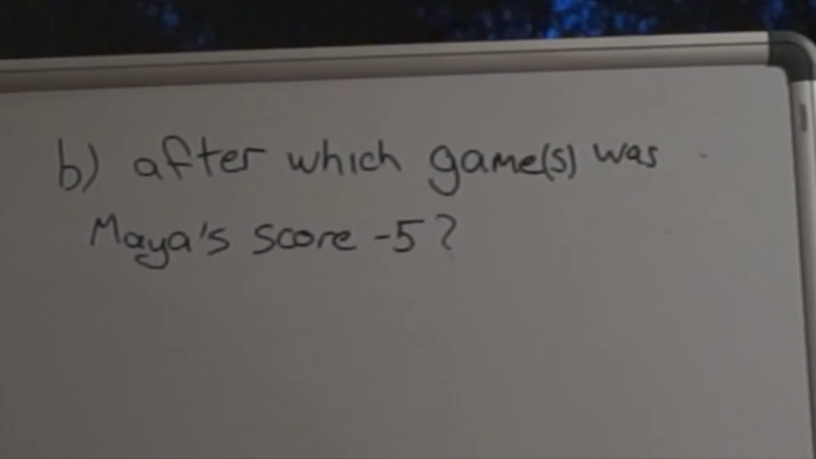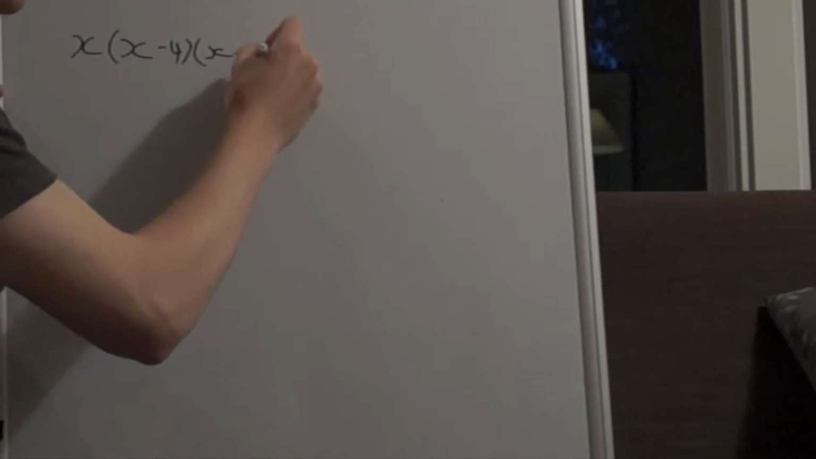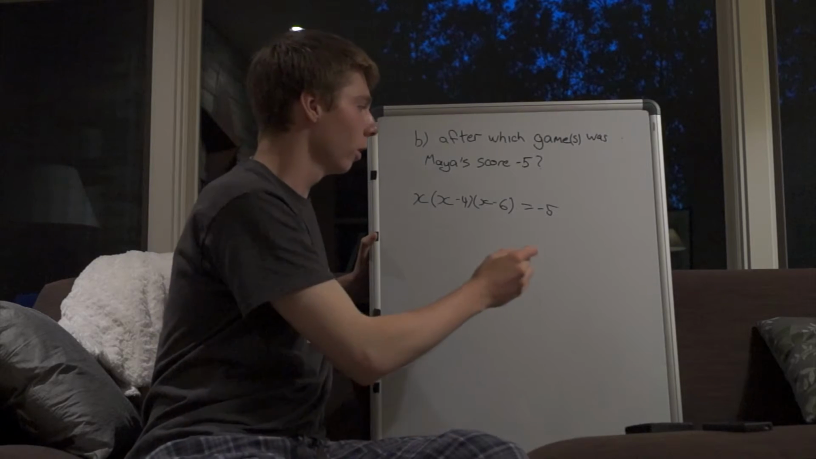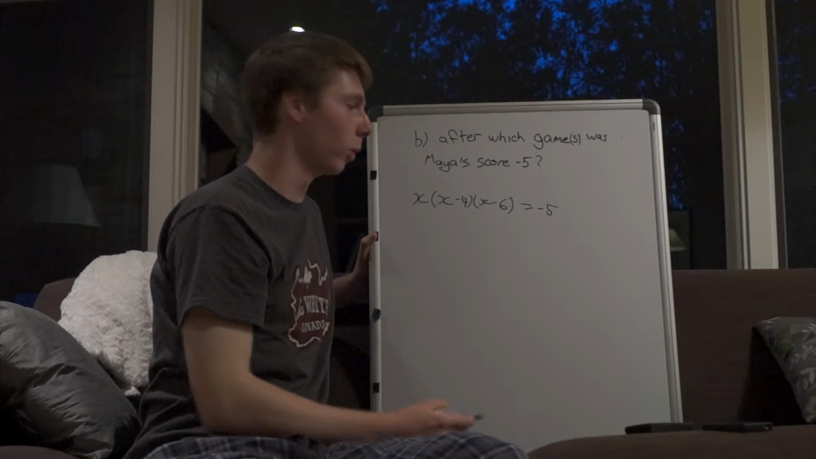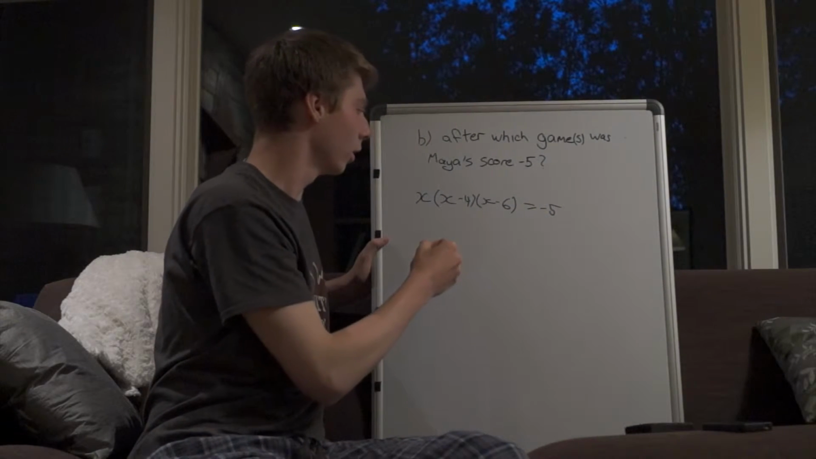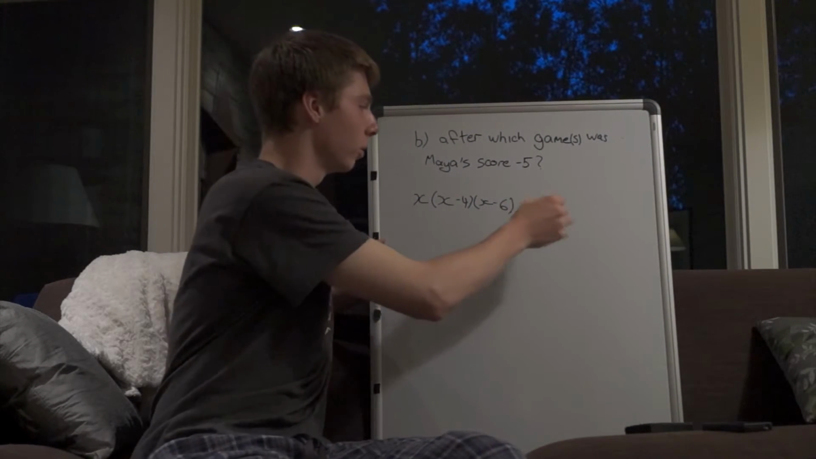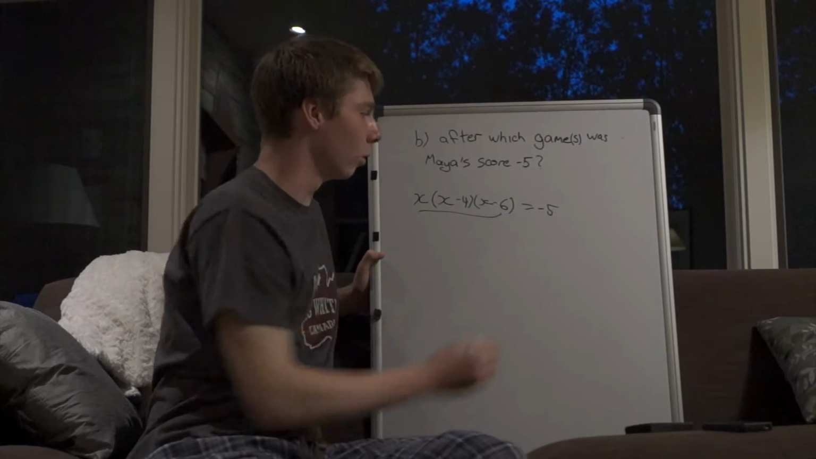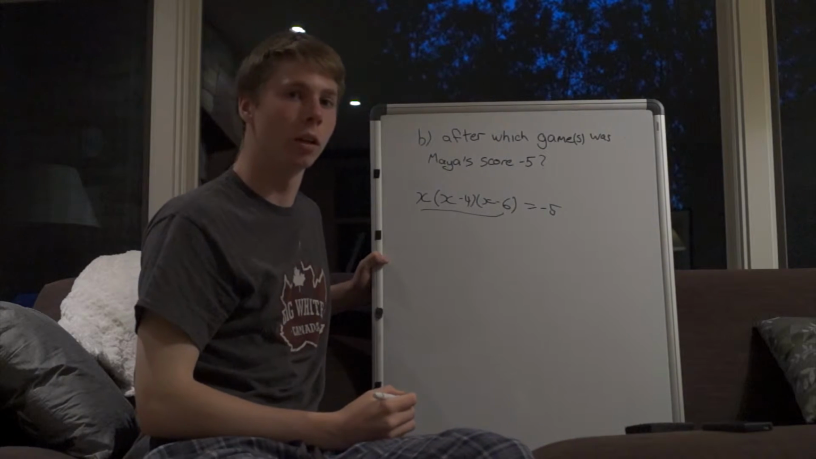Part B, after which games was my score negative 5, is slightly more complicated than Part A just because it requires expanding. First, we need to write out the equation for my score again, but this time we're going to set it equal to negative 5. In order for us to find exactly where this is going to happen, we need to bring negative 5 over to the other side so that this is equal to 0 over here. But first, we need to expand this in order to be able to bring the negative 5 over.